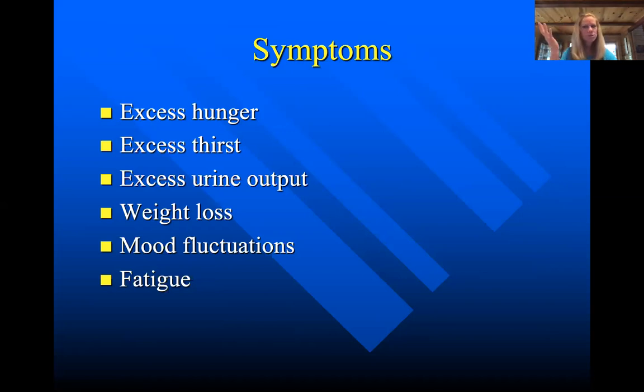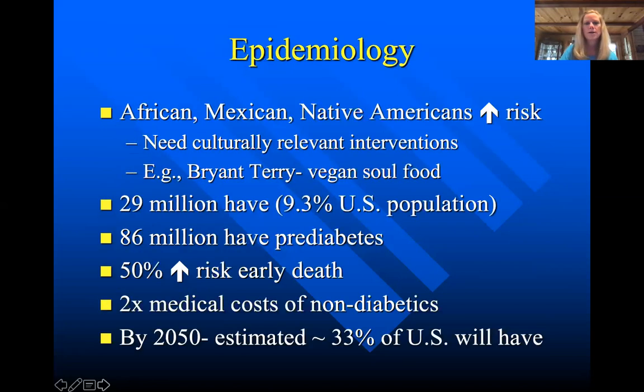The mood fluctuations make sense. If our brain's really sensitive to getting enough fuel, we're going to have mood fluctuations as a result of our brain not getting fed. And then the fatigue makes sense because our cells aren't getting fueled. We're going to get really tired there.